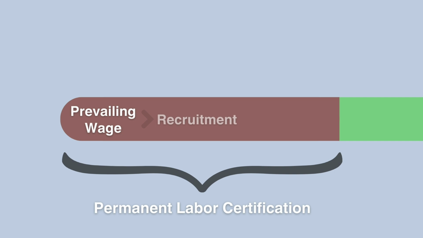But first you have to test the labor market, and that's why the Department of Labor is involved in this process. The process of testing the labor market, advertising, recruiting for qualified US workers, and then the final step of filing the labor cert, that's what we call the PERM process. So let's start from the beginning step.